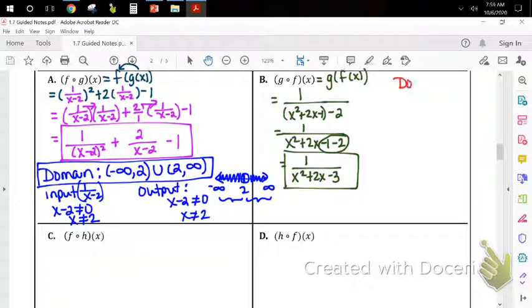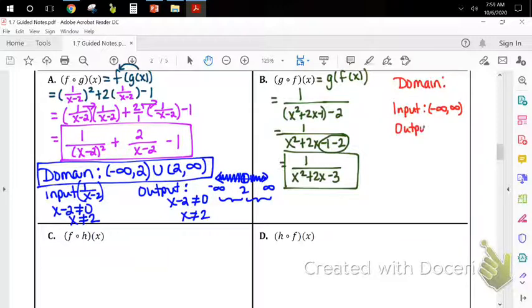So our domain, remember we got to look at our input. The input was f of x. Well, the input was just a polynomial. It had no fraction and it had no even root radical. Therefore, the domain of my input is negative infinity to infinity.